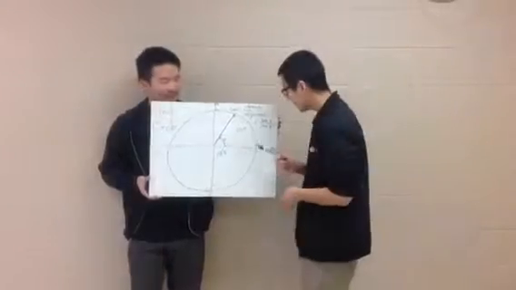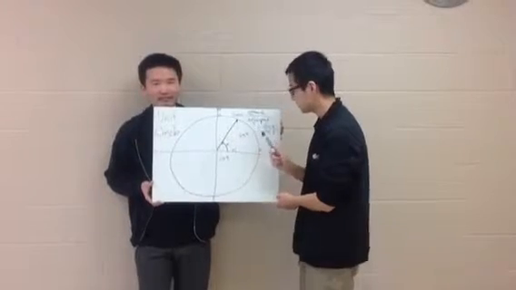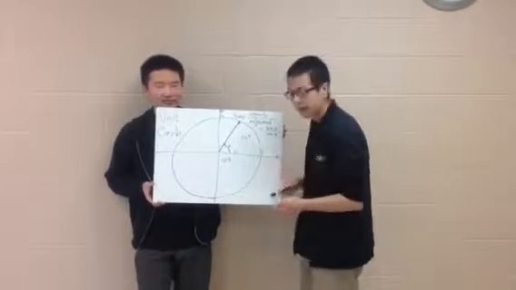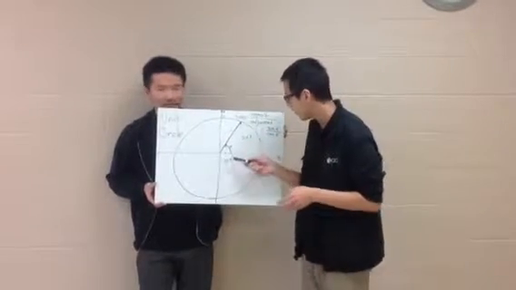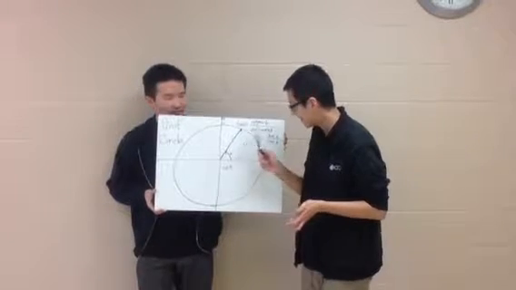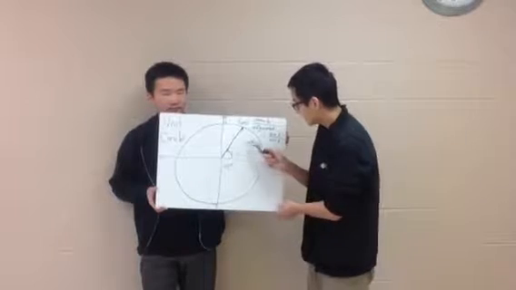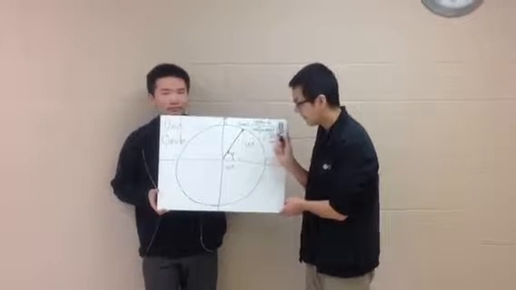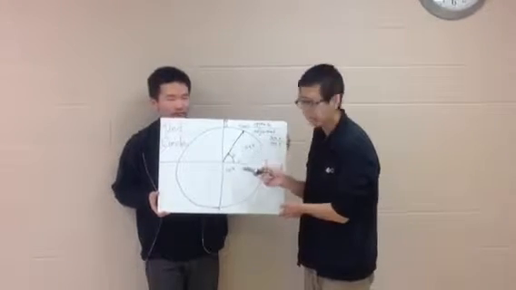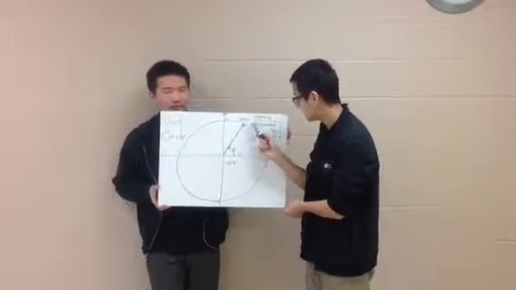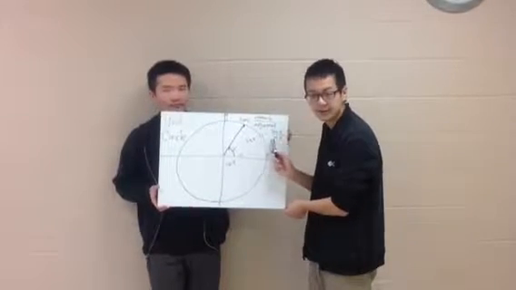Here I'm explaining why tangent x is equal to sine x over cosine x. As we know, in this triangle, the tangent is equal to the opposite over the adjacent. Here, the sine x is equal to the opposite, and the cosine x is equal to the adjacent. So we got tangent x is equal to sine x over cosine x.